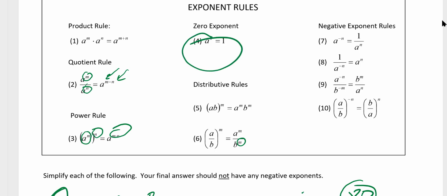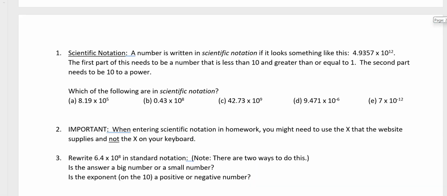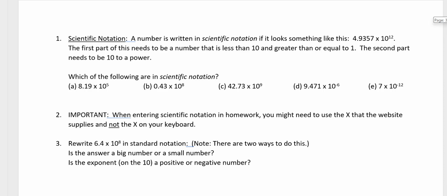That's the rule I'm referring to. Anything at all raised to the power of 0 is equal to 1. Okay, so that is Module 2, Homework 5. We're also going to look at the second part of Module 2, Homework 5.